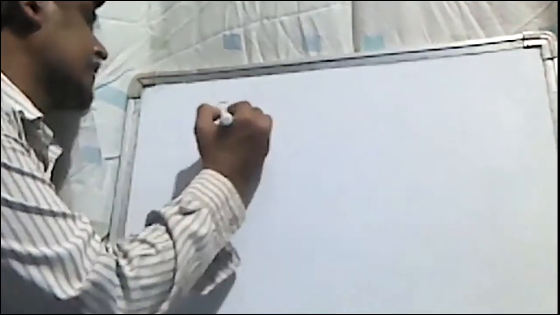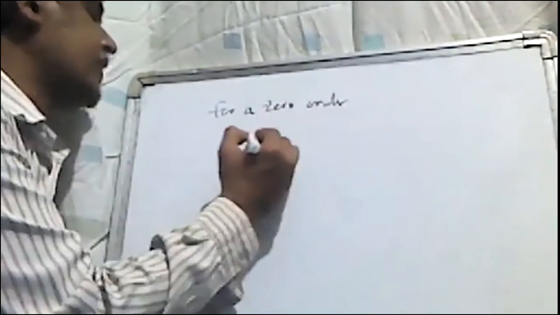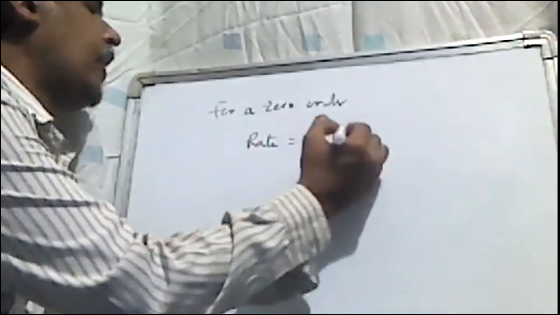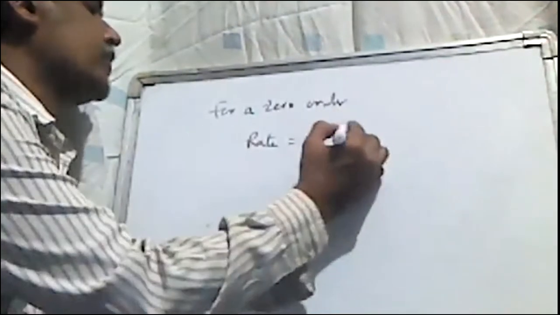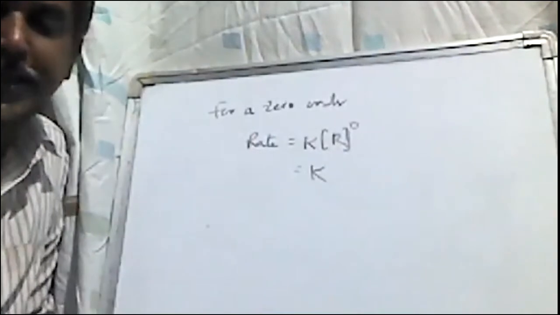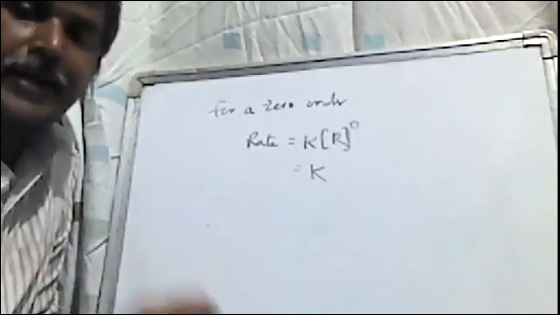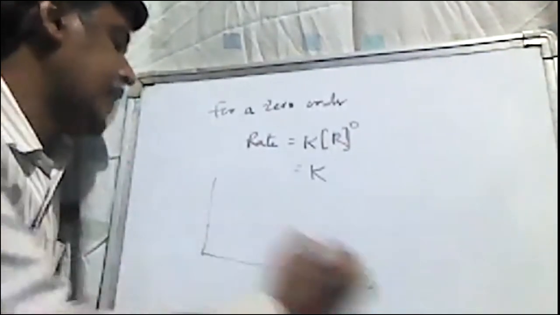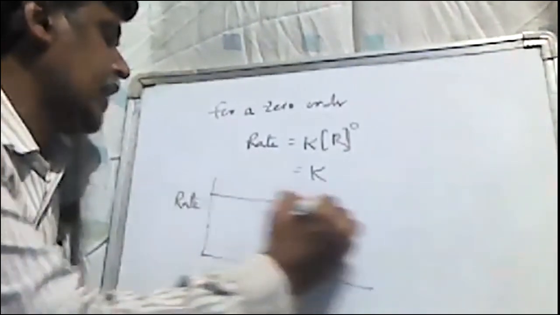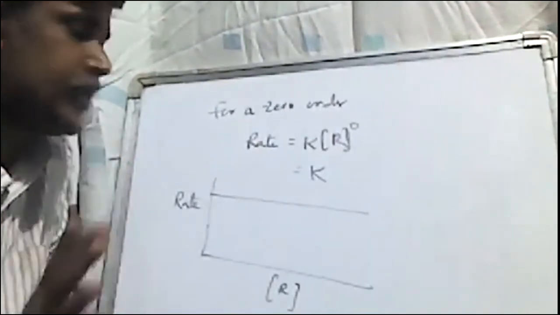For a zero-order reaction, from the definition, rate is equal to K into R0 power 0. R power 0 means 1. That is, rate is independent of the concentration of reactants. Whatever the concentration of reactant, rate remains constant. That's why the rate versus concentration of reactants plot appears like this. If the plot is like this, then the reaction is a zero-order reaction.